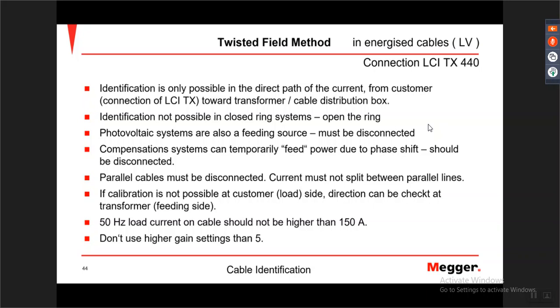Parallel cables must be disconnected where possible. Current must not be split between the two parallel lines. If calibration is not possible at the customer's load side, direction can be checked at the transformer feed-in side. 50 Hertz load current on the cable should not be higher than 150 amps. If it's higher than 150 amps, it will mask the pulse signal from the generator. And don't use a higher gain setting than 5.